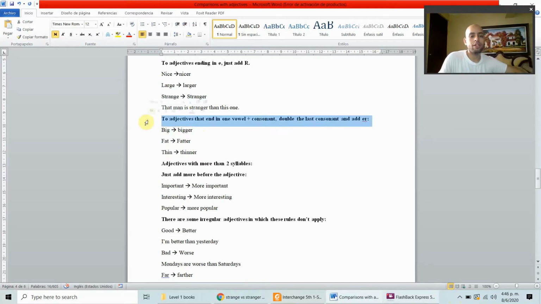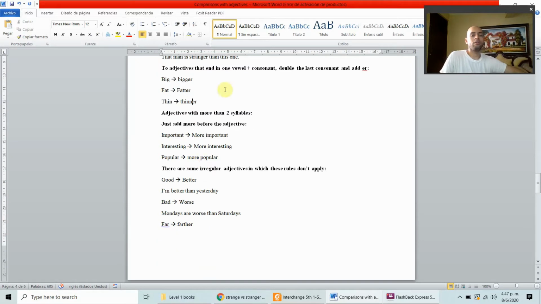For adjectives that end in one vowel plus consonant, double the last consonant and add er. For example, big. We double the consonant here and add er. So it ends in vowel plus consonant. Fat, fatter. Thin, thinner. For adjectives with more than two syllables, we just have to add more before the adjective. Important, more important, interesting, more interesting.